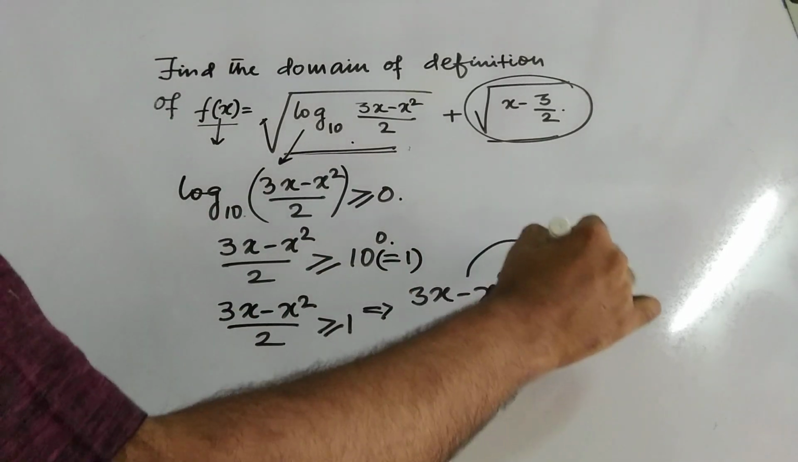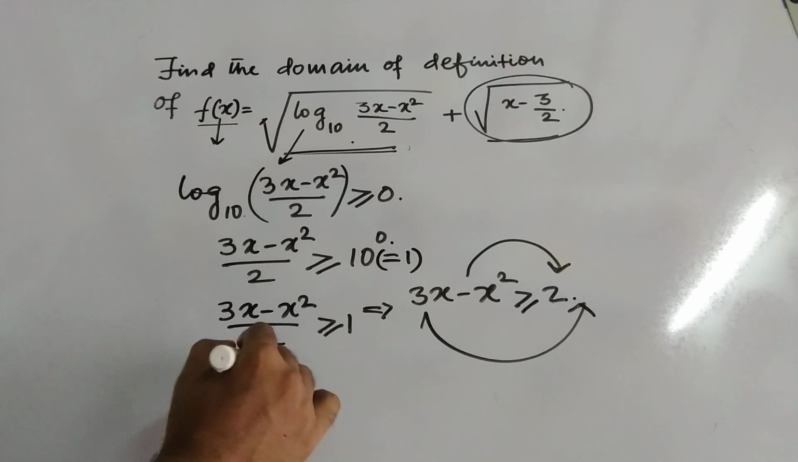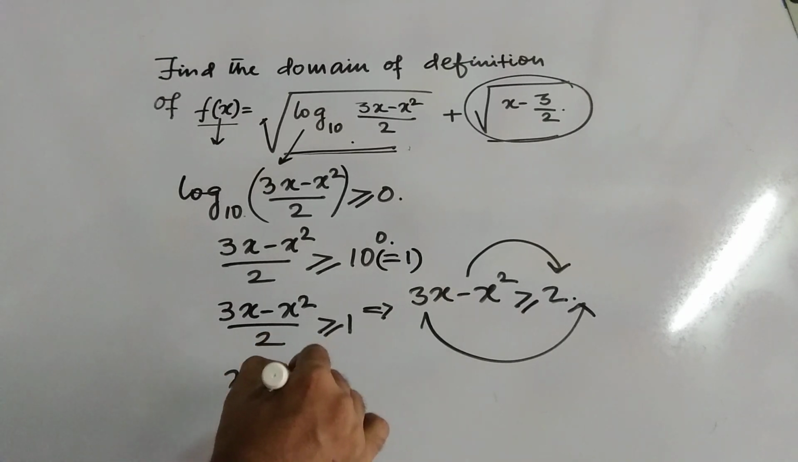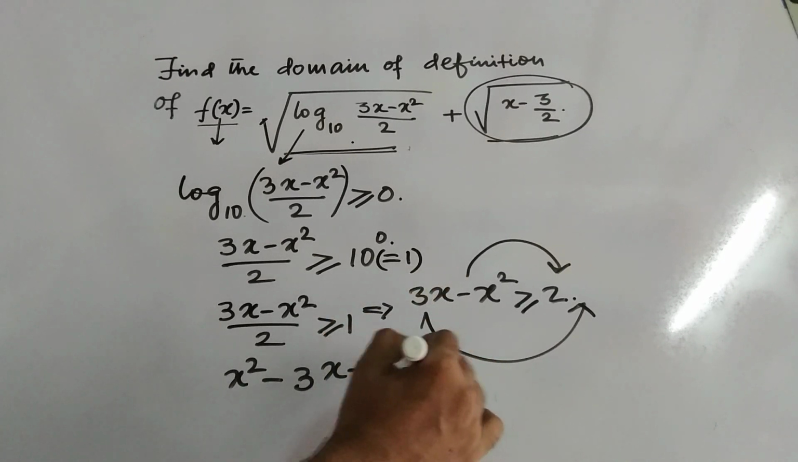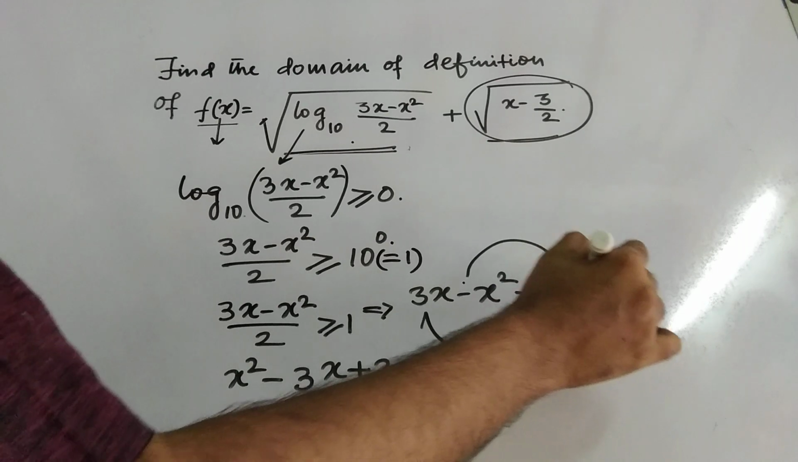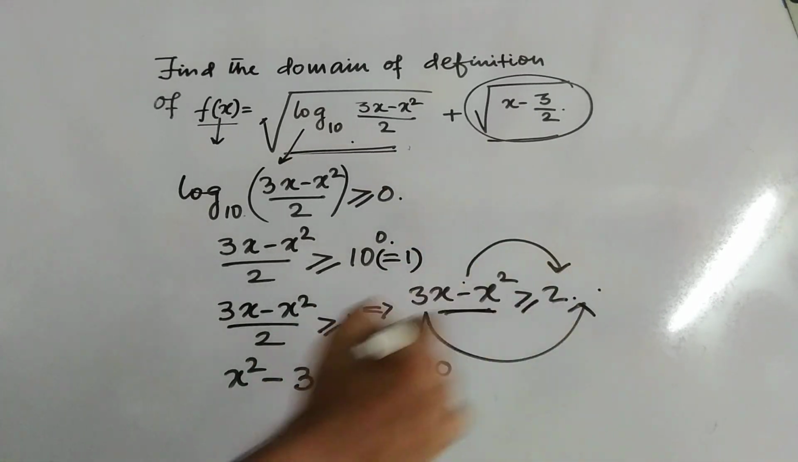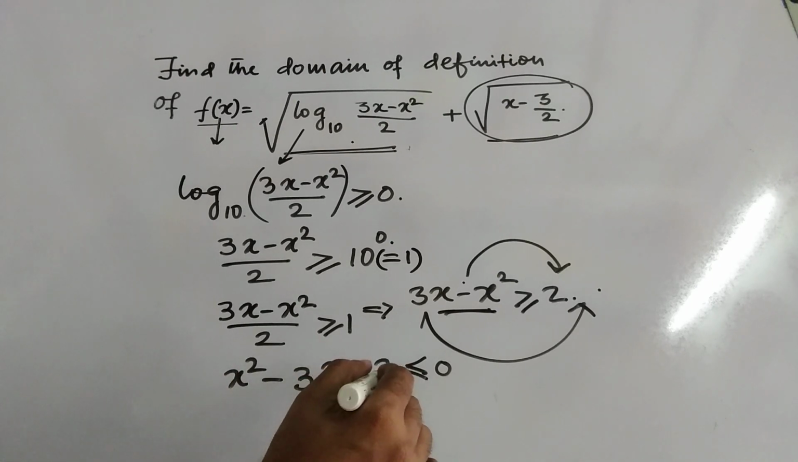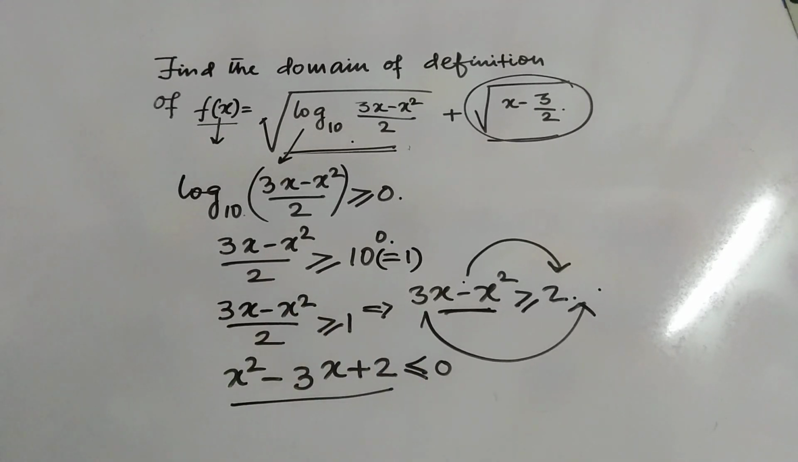If I take x² this side, 3x also this side, then the step I get is that x² − 3x + 2 is less than or equal to 0, because if these expressions go this side, then this side will be 0. So 0 is greater than or equal to x² − 3x + 2, which in turn can be written as x² − 3x + 2 less than or equal to 0.